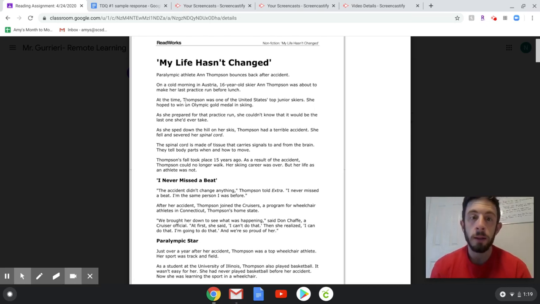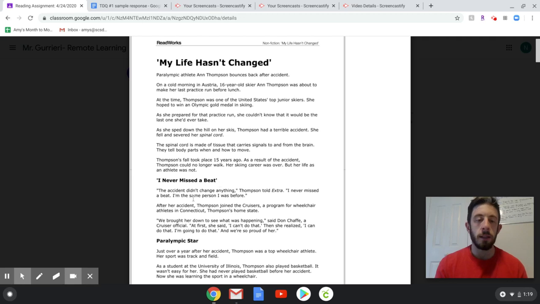At the time, Thompson was one of the United States' top junior skiers. She hoped to win an Olympic gold medal. As she prepared for that race, she couldn't know that it would be the last one she'd ever take. And then it continues to talk about the events that happen in order. She fell, she severed her spinal cord, and it took place 15 years ago.